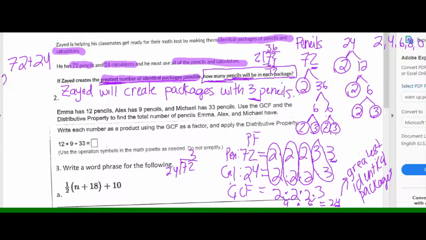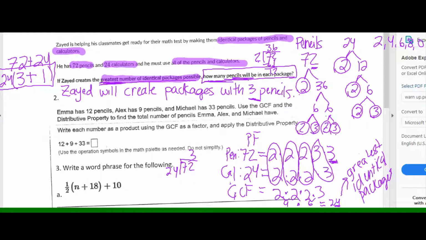So you would factor out 24. When you factor out 24 from 72, you have 3 left over. So that means 24 times 3 is 72. The sign stays the same in the middle. And 24 times 1 will give you 24. So this is how you will rewrite using the greatest common factor in the distributive property.